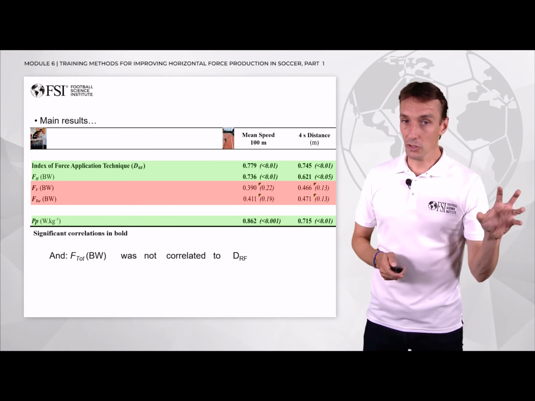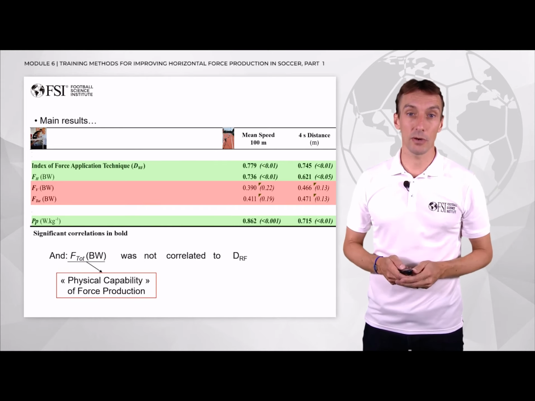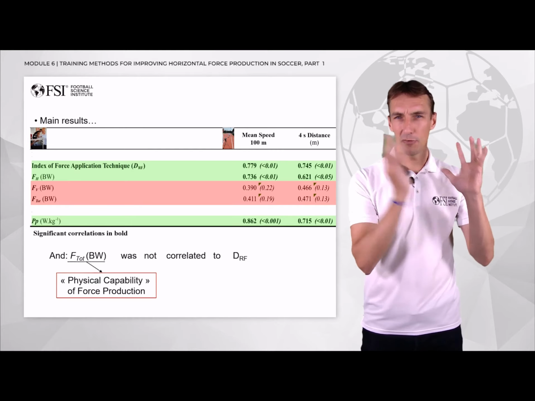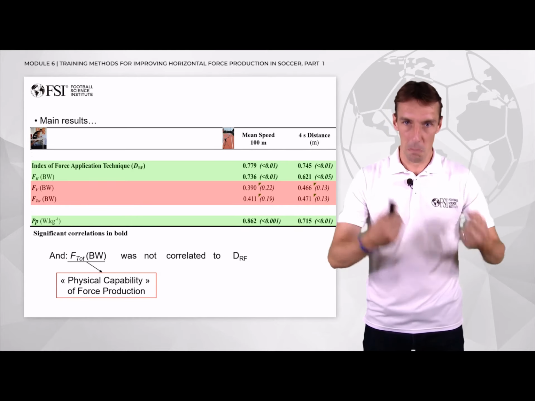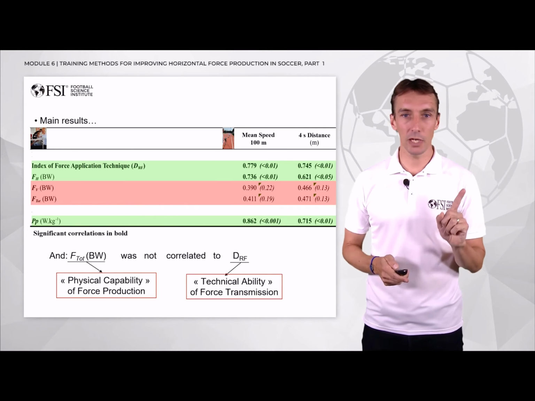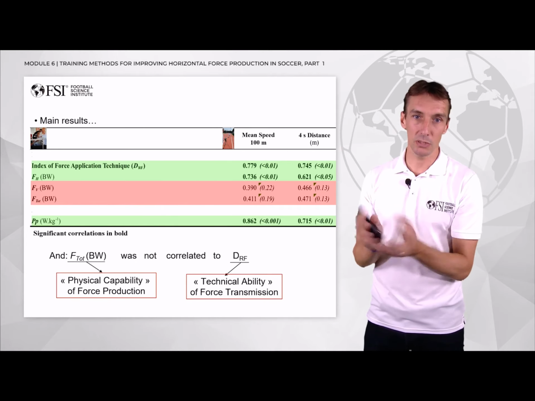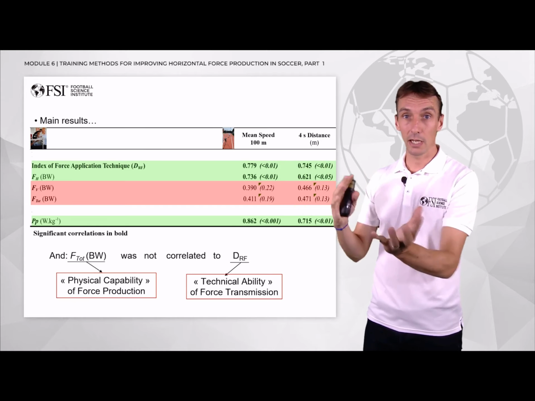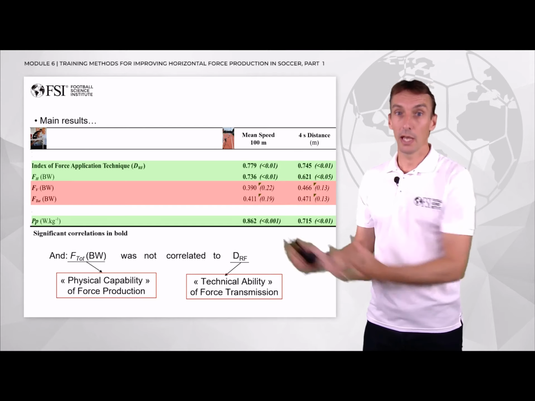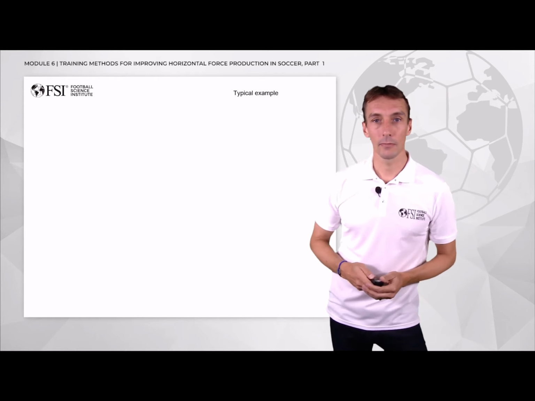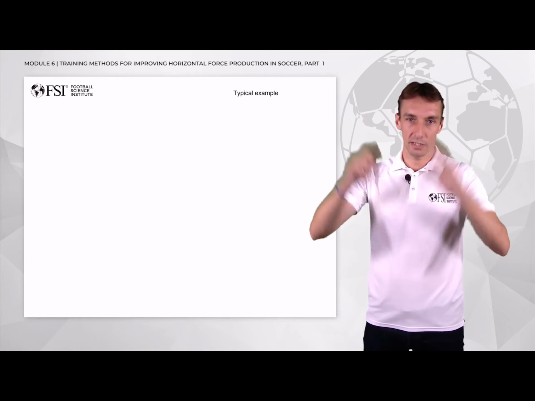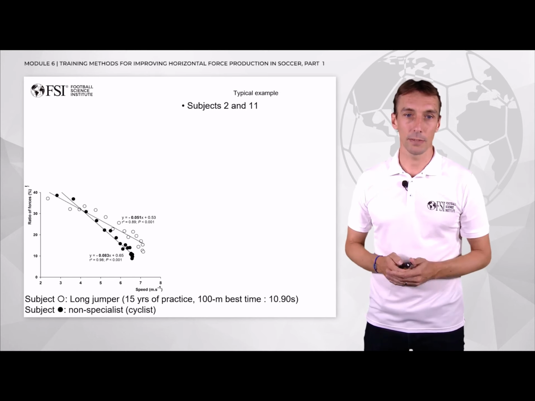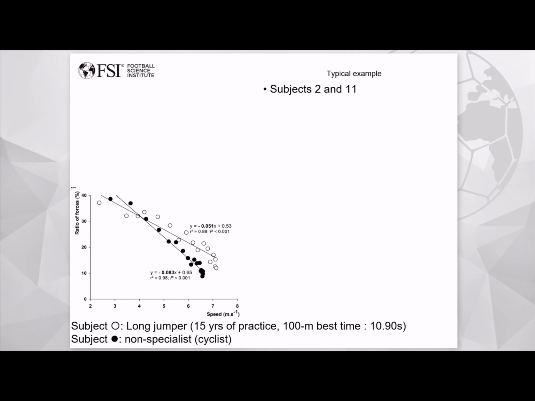Furthermore, the total force was not correlated with the DRF. What does that mean? It means that the physical capability of force production, my force capability, is not related to my technical ability. So these are two separate capabilities that I should monitor and train. I will give you a typical example here that is very illustrating. You have two athletes. They do a sprint on the treadmill, and as you can see on this graph, we have the ratio of force decrease with increasing velocity. Okay?